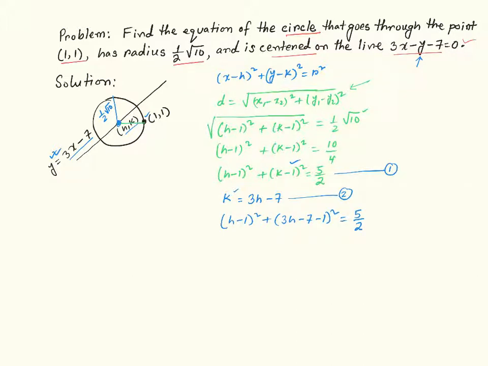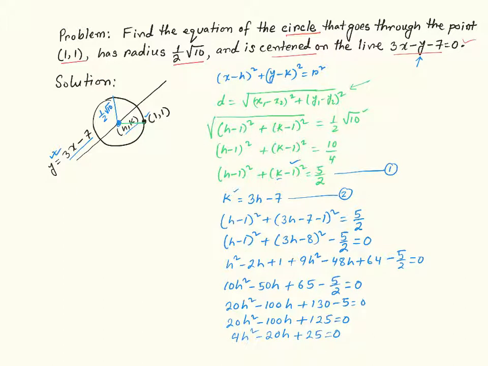I just replace k by 3h minus 7, and ultimately this is what I'm going to get: (h minus 1) whole square plus (3h minus 8) whole square, and I'm going to bring the 5/2 to the left, so that gives me negative 5/2, and 0 on the right. Now I'm going to simplify it and come up with a solution for h. I have done much of the algebra here, so let me just tell you what I have done. Look, 3h minus 7 minus 1 is 3h minus 8. So I have (h minus 1) whole square plus (3h minus 8) whole square minus 5/2 equals 0. I brought the 5/2 to the left, to this side.